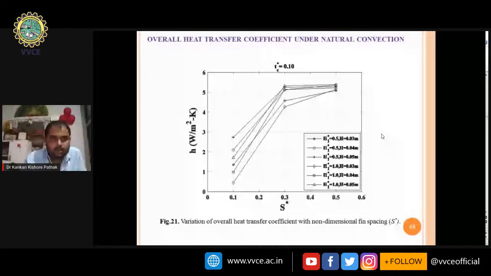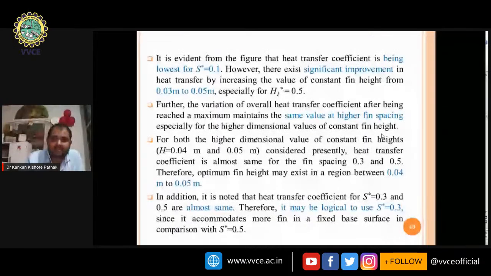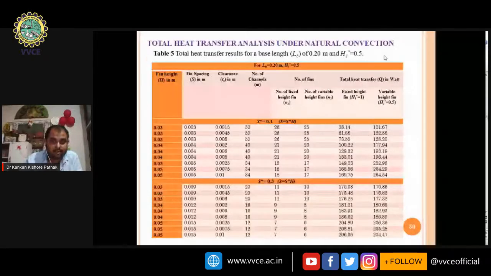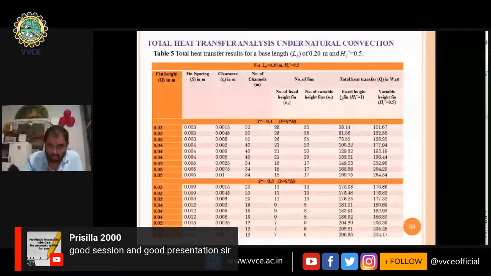So again, this is the total heat transfer analysis under natural convection. We are considering a base length of 0.20 meter, within that we are changing different heights from 0.03 to 0.05 for different fin spacings of 0.1 and 0.3. The fin spacing is given here. These all are the dimensional values. Now the number of channels, the number of fixed height fins, and the number of variable height fins are given. Now you can see the fixed height, which is the conventional design. This is actually for the conventional design. This is for the dual height fin.